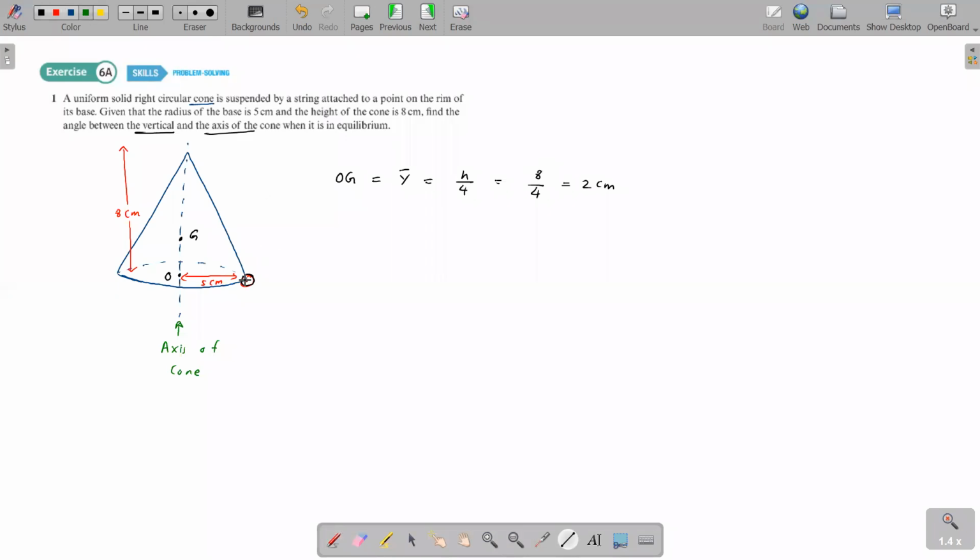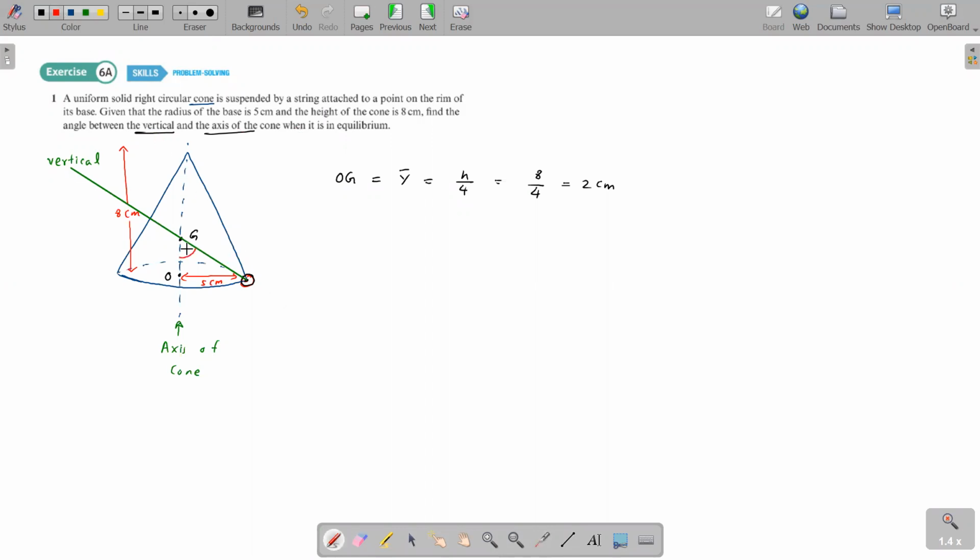So guys, construct the vertical. So the vertical is going to be from the point that you suspend and this G. Okay, so this is the vertical. The green color line is the downward vertical. So considering the downward vertical, they want you to find the angle between the vertical and the axis of the cone.